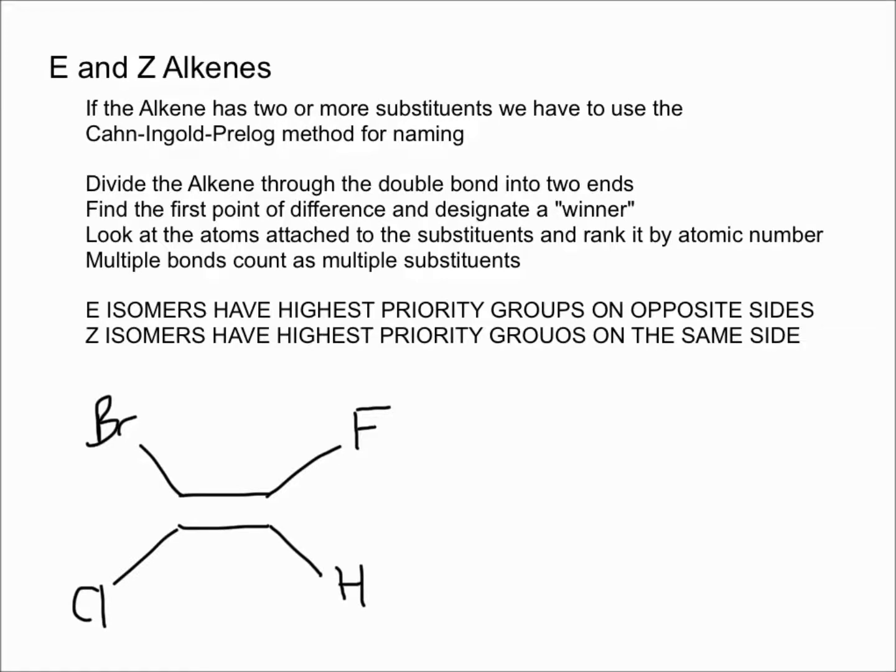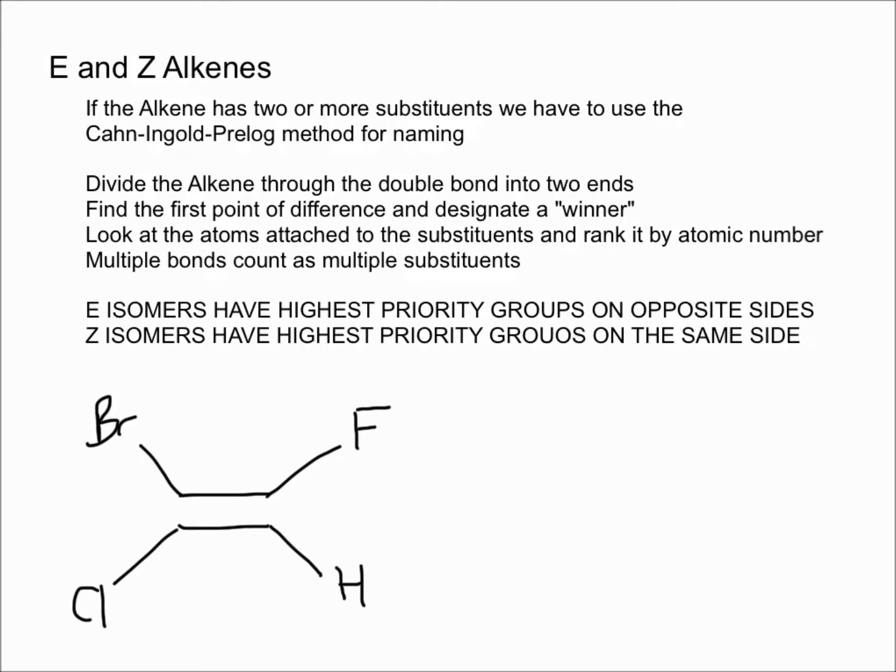So in this video, I'm going to talk about the stereoisomer designations of alkenes, so E versus Z alkenes instead of cis versus trans. Sometimes you're going to have a situation where you can't apply a cis or trans designation to an alkene, and if that's the case, we use E or Z alkenes to designate it. If the alkene has two or more substituents, you have to use the Cahn-Ingold-Prelog method for naming, which is essentially E or Z.